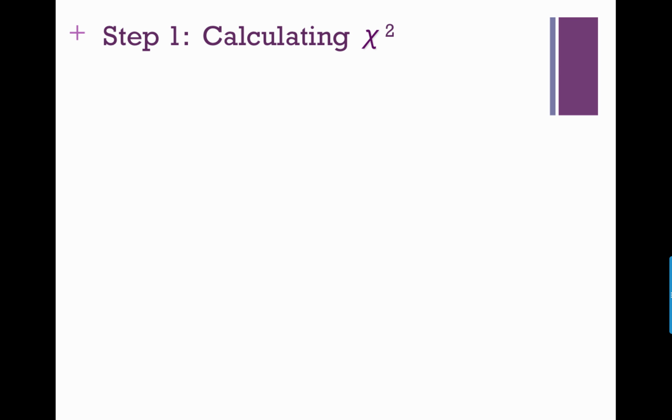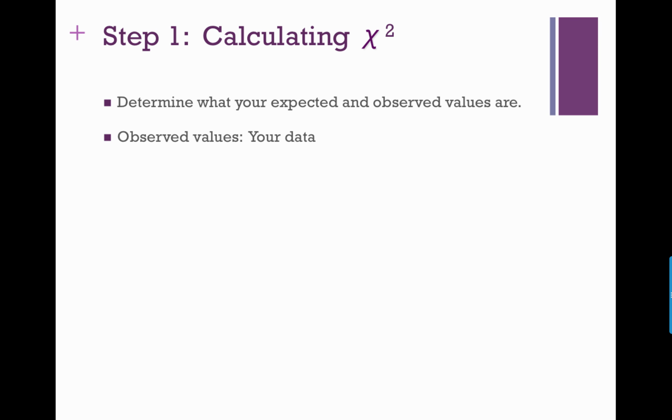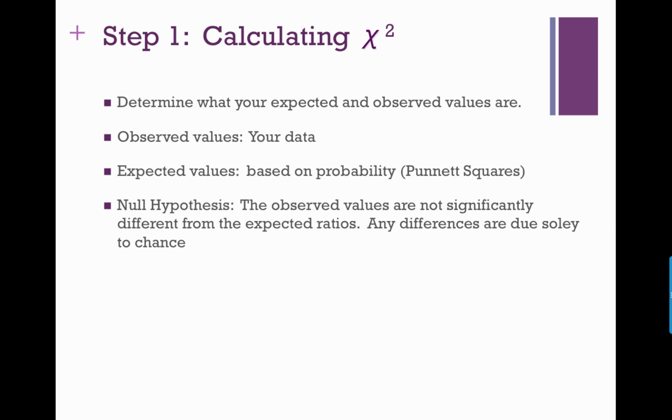First, we're going to calculate chi-squared. And the first step is to determine exactly what the expected and observed values are. Observed is easy. That's our data. We just write down what we get in lab. The expected values are what we think we should get based on probability, the Punnett square. We make a null hypothesis, which will always be the observed values are not significantly different from the expected values. Any differences we get are due solely to chance and not some other factor.